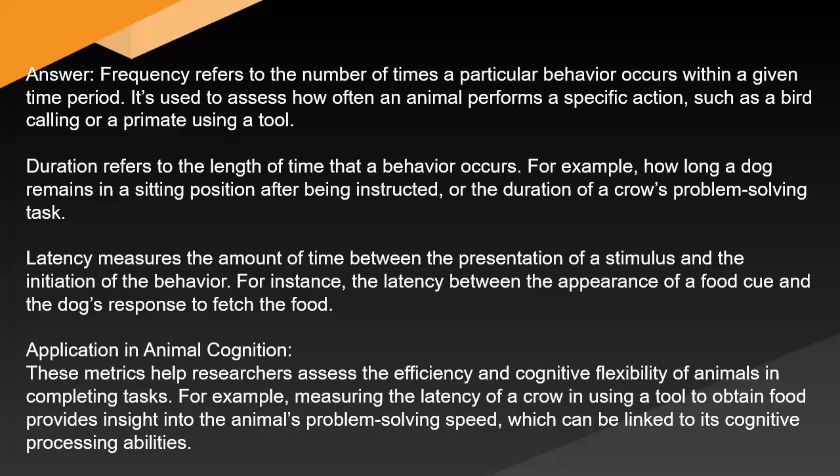Application in animal cognition: These metrics help researchers assess the efficiency and cognitive flexibility of animals in completing tasks. For example, measuring the latency of a crow in using a tool to obtain food provides insight into the animal's problem-solving speed, which can be linked to its cognitive processing abilities.